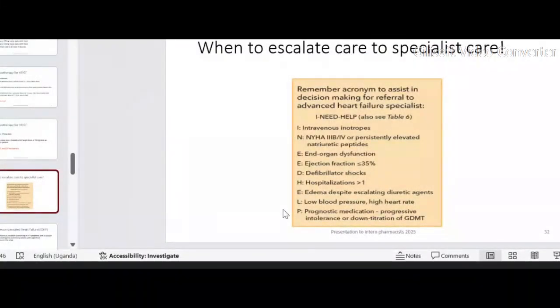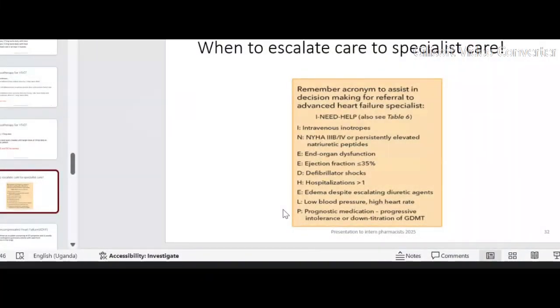So basically, what you need to remember is this acronym: I NEED HELP. When do you need to escalate care? When you find yourself using inotropes, okay, inotropes, dobutamine, norepinephrine, dopamine. When you find yourself using that for your heart failure patient, you need to send your patient to Uganda Heart Institute, a specialist hospital. Okay, if you're in a general hospital, that's the time to consider sending them to us. If your patient is having end organ damage, they're having kidney derangement, they're having cardiac cirrhosis, these are patients you need to be sending to specialist hospitals.